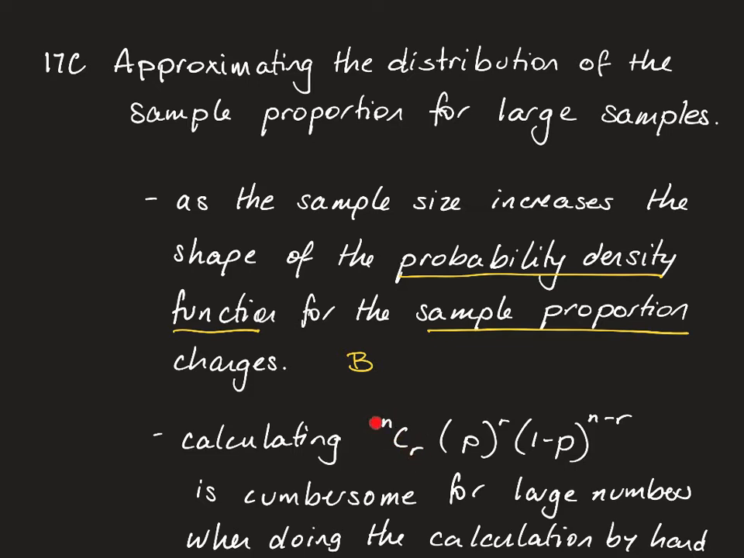So if we had 1,000 C100, that's difficult to calculate by hand, as is some fraction to the power of 100. Difficult to calculate. Well, not difficult, just cumbersome, takes a long time. So we use the fact that the shape changes in a particular way so that we don't have to do this calculation by hand. So let's start by looking at how the shape of the distribution changes as the sample size gets bigger.